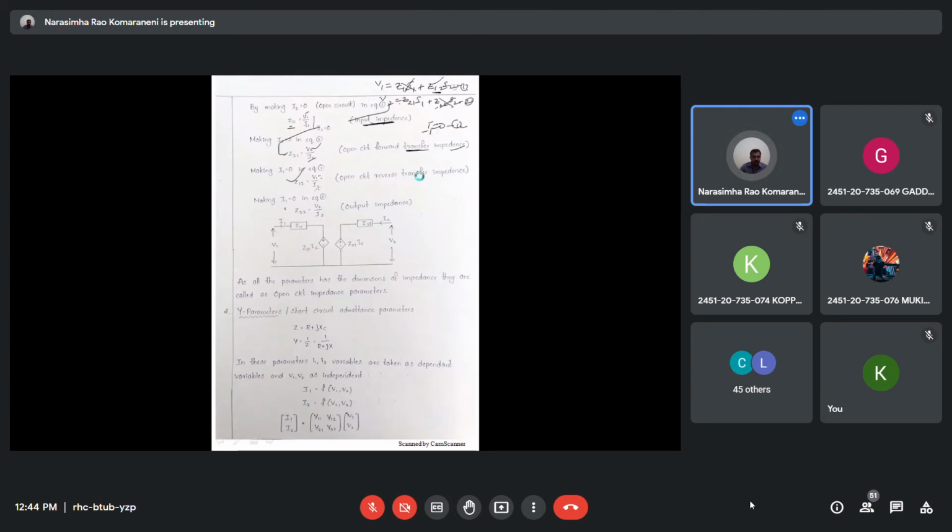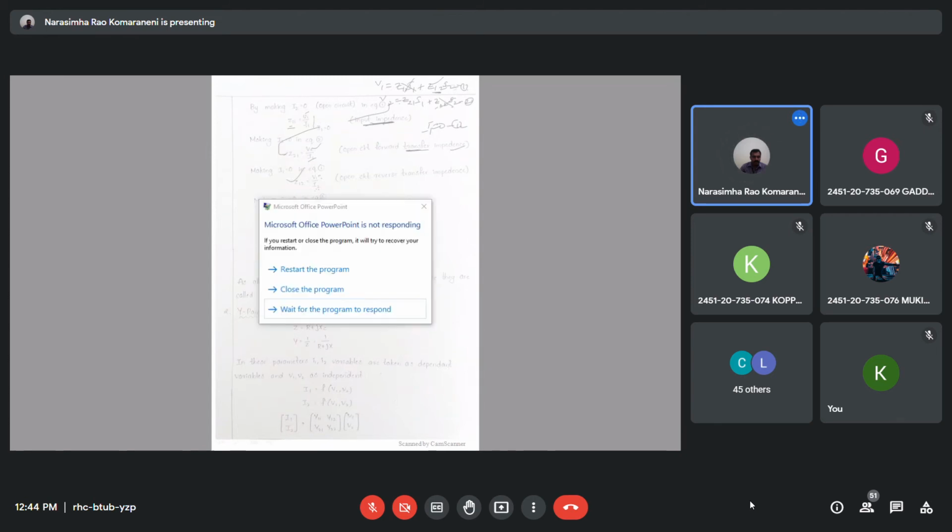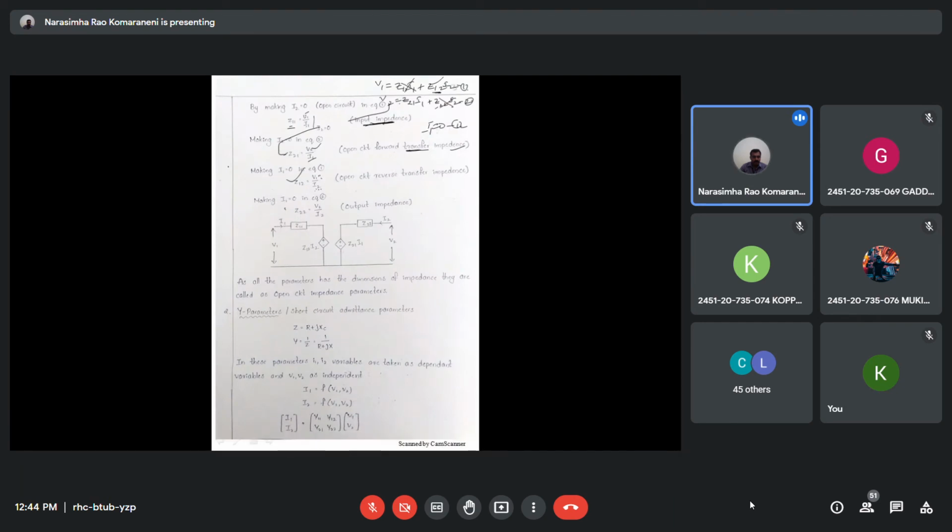Next, the fourth parameter, Z22. By substituting I1 equal to 0 in equation 2, this term becomes 0. Therefore, Z22 equal to the ratio V2 by I2, which is nothing but the output impedance. All these four parameters are ratios of voltage by current, and the units for all of them are ohms only.